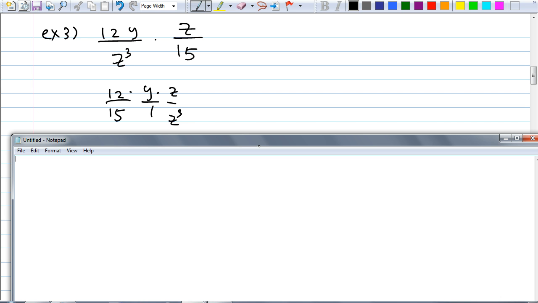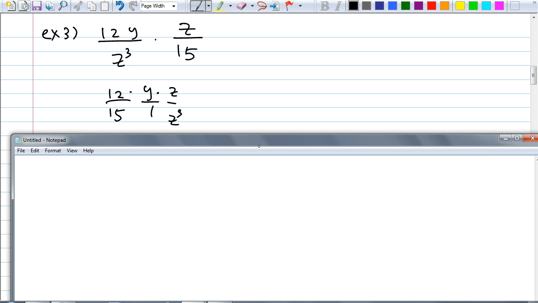By the way, does anybody know what to do with 12 over 15? What goes into both 12 and 15? In other words, what's your GCF? Yes, Ali. 3. So what do I get if I divide top and bottom by 3? You get 4/5. 4/5 times y over 1, and then 1 over z. Is it going to be z squared or 1 over z squared?